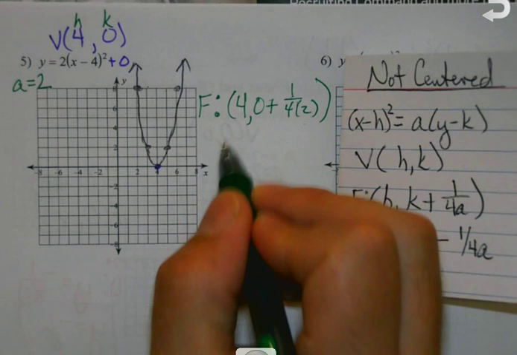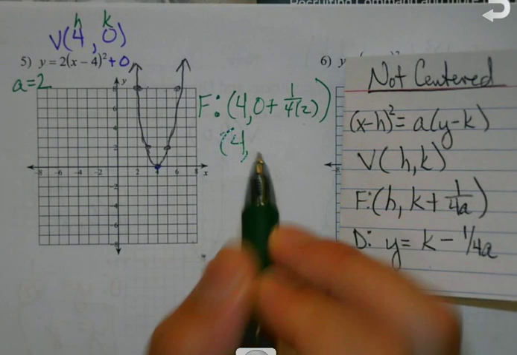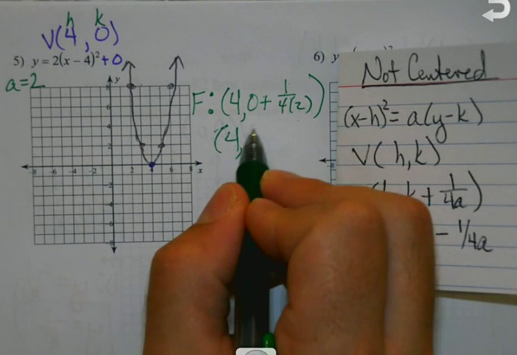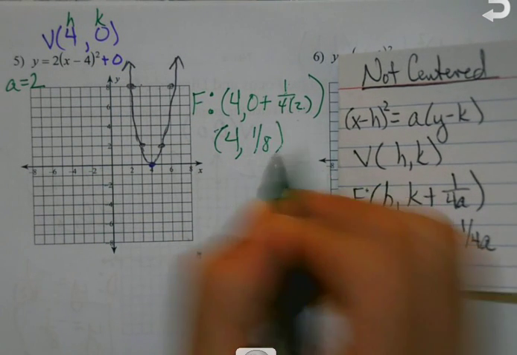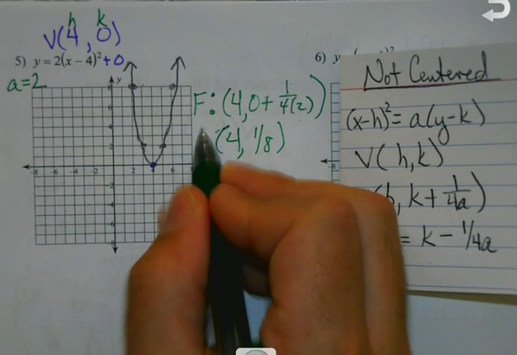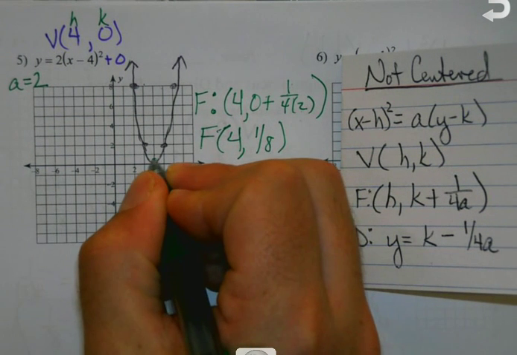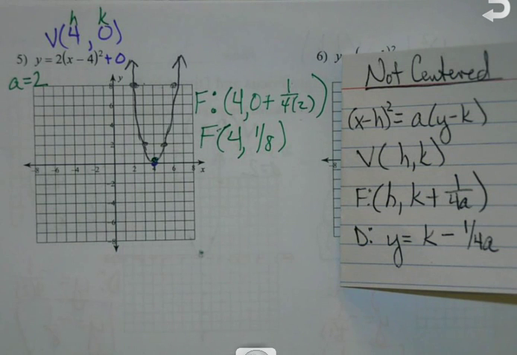So I take a peek and I'm like, all right, let's see here. 4 times 2 is 8. So that's 1/8. 0 plus 1/8 is 1/8. Or if you want to use the decimal form, I really don't care. So 1/8, barely above here.